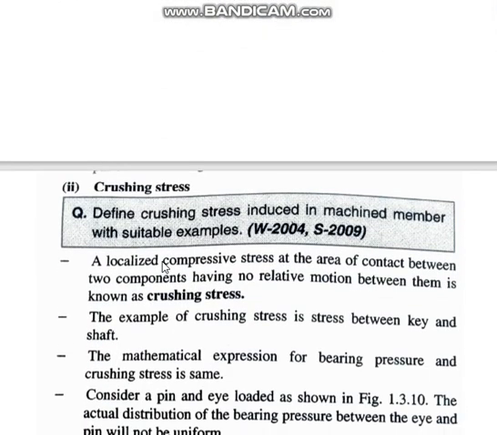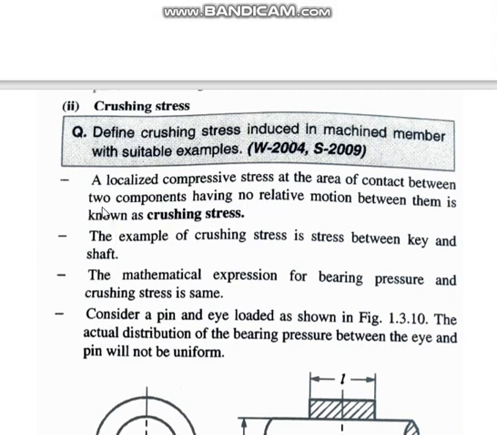Okay, now let us come to the crushing stress. So here there is a crushing stress. This is again a localized stress, and this is also compressive stress. The earlier one, bearing pressure, also is a localized compressive stress, and that is also at the area of contact between the two components. But here the definition changes, having no relative motion between them. See, in the first case, in case of bearing pressure, there is relative motion, and in case of crushing stress, there is no relative motion between them. This is the only difference. So if there is relative motion, then it is bearing pressure. If there is no relative motion, then it is called crushing stress.